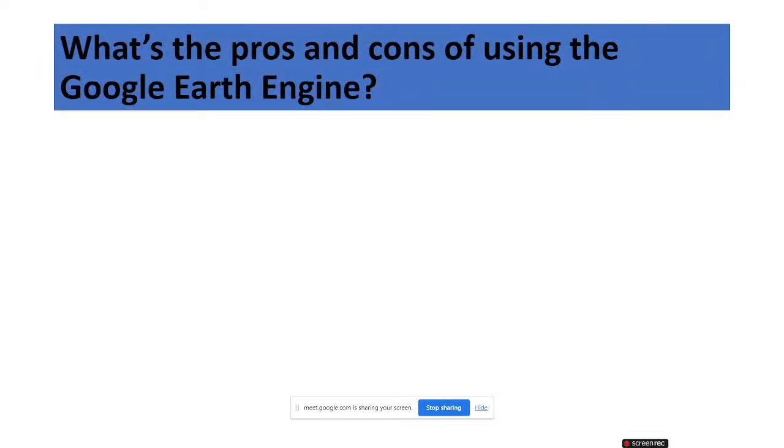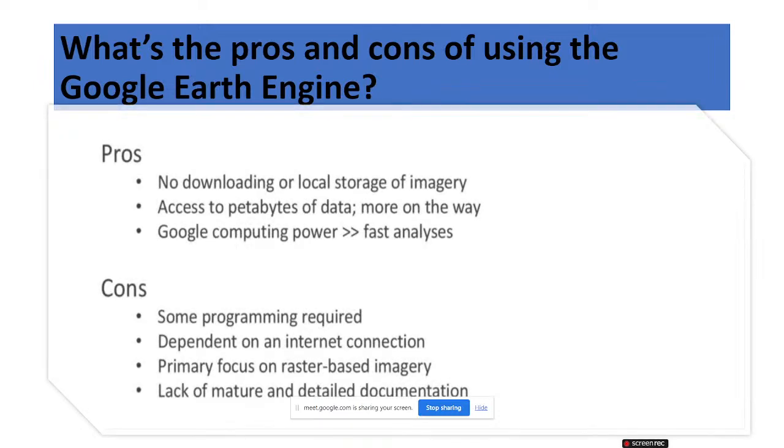Okay, it also has some advantages and some disadvantages. First of all, the advantages, there are a lot. You don't need to download any type of satellite image. When you want to use the Google Earth Engine platform, suppose you need Landsat, you don't need to download the Landsat image.